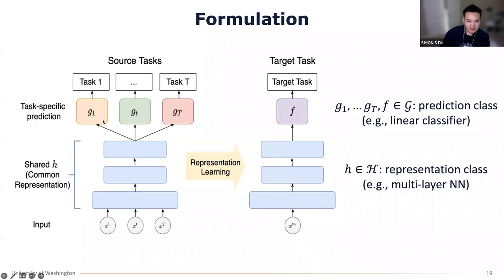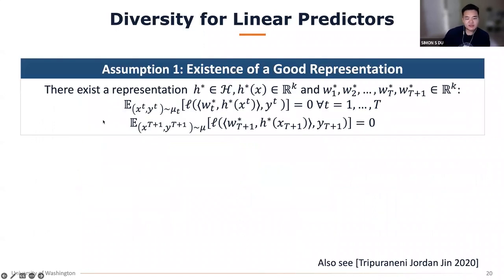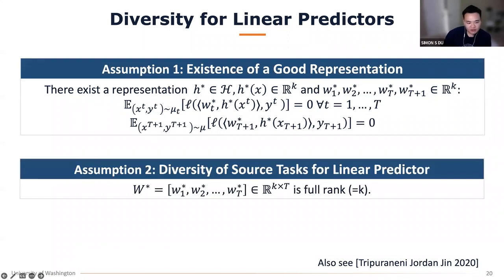So here's the diversity for linear predictors. Suppose the second layer, the predictors, are just linear layers. So those are W1 to WT+1. This is our first assumption: we need to have a common good representation, right? We have some H star and these W stars, such that their composition is a good predictor for both the source and target task. So this is our key definition.